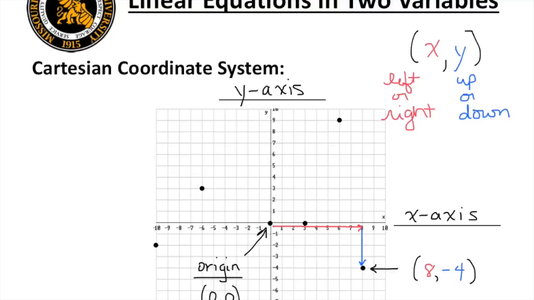The point located on the x-axis is also described by an ordered pair in which we move 3 units to the right of the origin. And then since we do not move up nor down from there, our y value is simply 0.